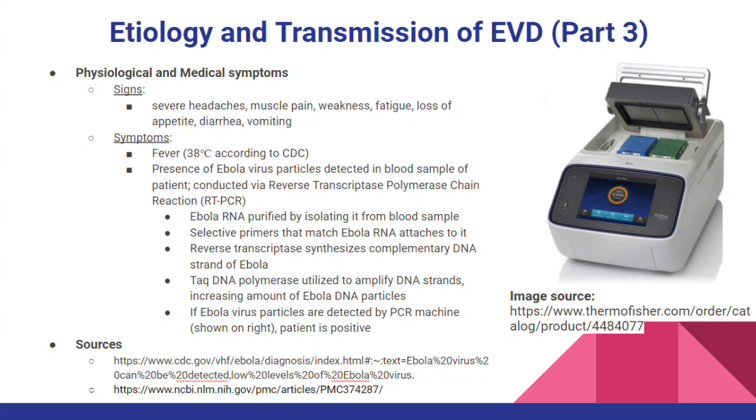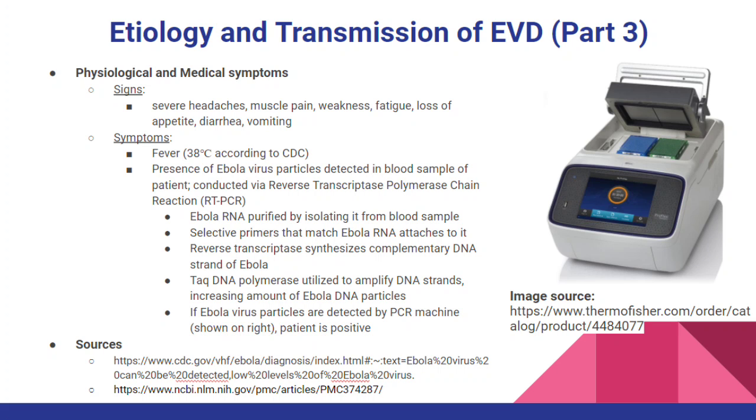Now, the problem with the signs and symptoms that I just mentioned is that a patient may be mistaken for having another disease, such as Marburg virus or malaria, since they also have similar signs and symptoms. As such, to confirm whether or not a patient actually has Ebola, a reverse transcriptase polymerase chain reaction test can be performed. This test can be abbreviated as RT-PCR.